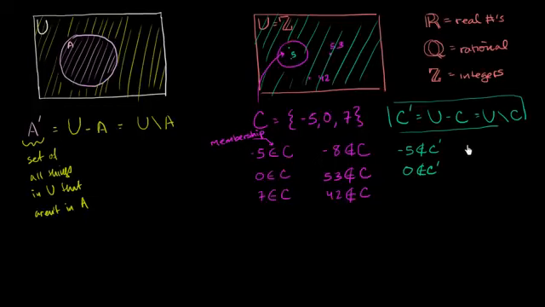53 is a member of C complement. It's outside of C. It's in the universe, but outside of C. 42 is a member of C complement. So anyway, hopefully that helps clear things up a little bit.